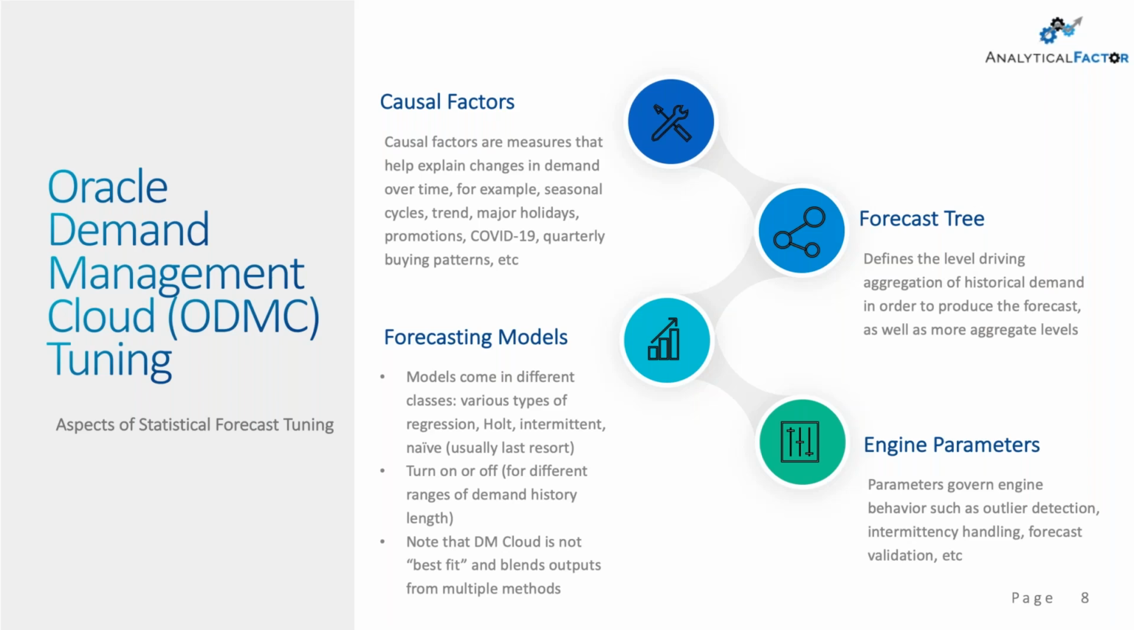We have the forecast tree, which I always like to call a search path. Do we want to look at the data at the item store level, or would we rather look at the data at the product category region level? So we can define where we want the statistical models to look at the data, at what aggregation. And then we can also define plan A and plan B based on the forecast tree. So a lot of flexibility there, but with that said, you need to know exactly what you're doing in order for that to make sense.